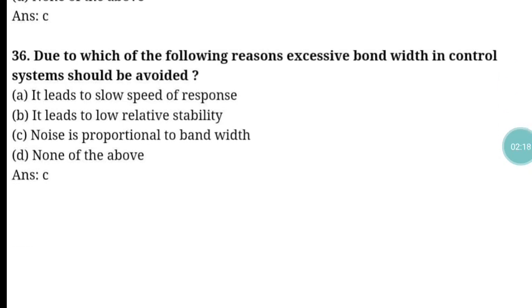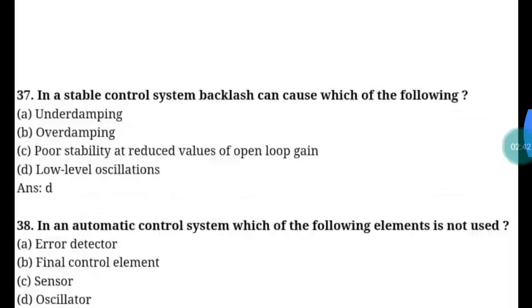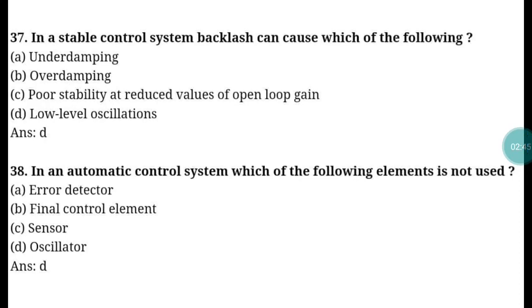Question number 36. Due to which of the following reasons should excessive bandwidth in a control system be avoided? Because noise is proportional to the bandwidth, excessive bandwidth in a control system should be avoided. Correct answer is option C. Question number 37. In a stable control system, backlash can cause low level oscillations. Option D is the right answer.